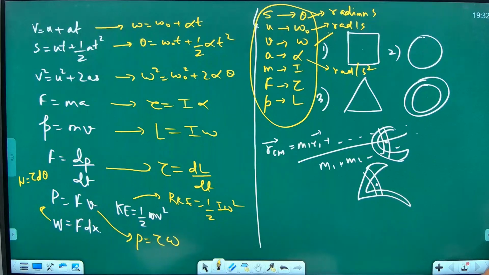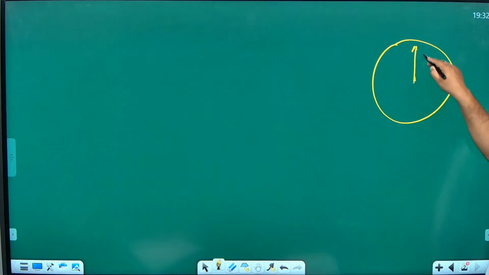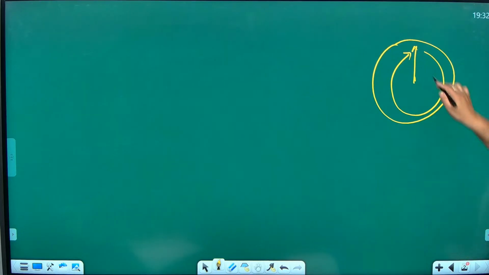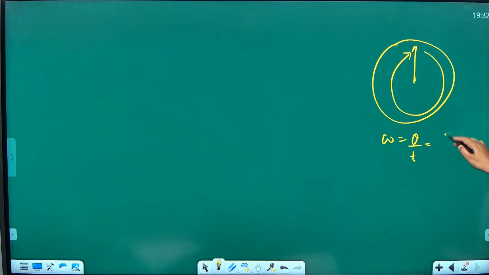I will once again repeat it. The second hand takes a complete revolution in how much time? 1 minute, 60 seconds. And how much angle does it take? In radians, 2 pi, isn't it? You know, pi is 180, 2 pi is 360. We want to find angular velocity, so angular velocity will be angular displacement by time. Angular displacement here is 2 pi. Time taken is 60 seconds. So it will become pi by 30 radian per second.